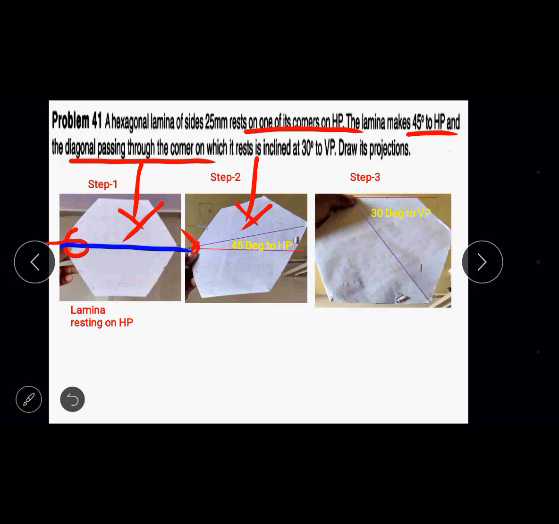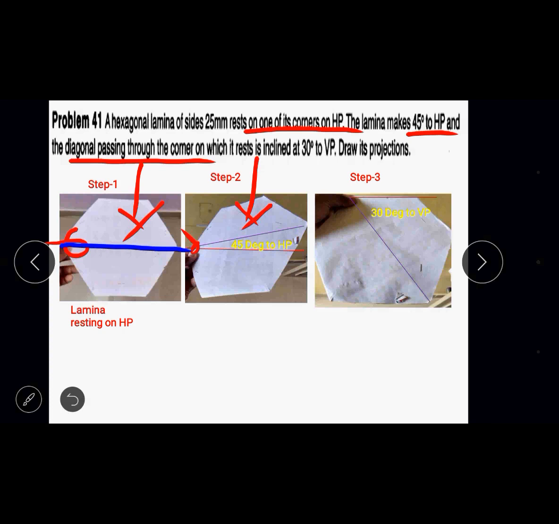So here the diagonal passing through the resting corner of the hexagon represents the median of the hexagonal lamina. The angle of the median of the hexagonal lamina is given, it's 30 degree to VP. There is no apparent word in this statement, so the given angle is not a beta angle. The given angle is the angle of the median of the regular lamina. It is not the angle made by the median of the irregular lamina.